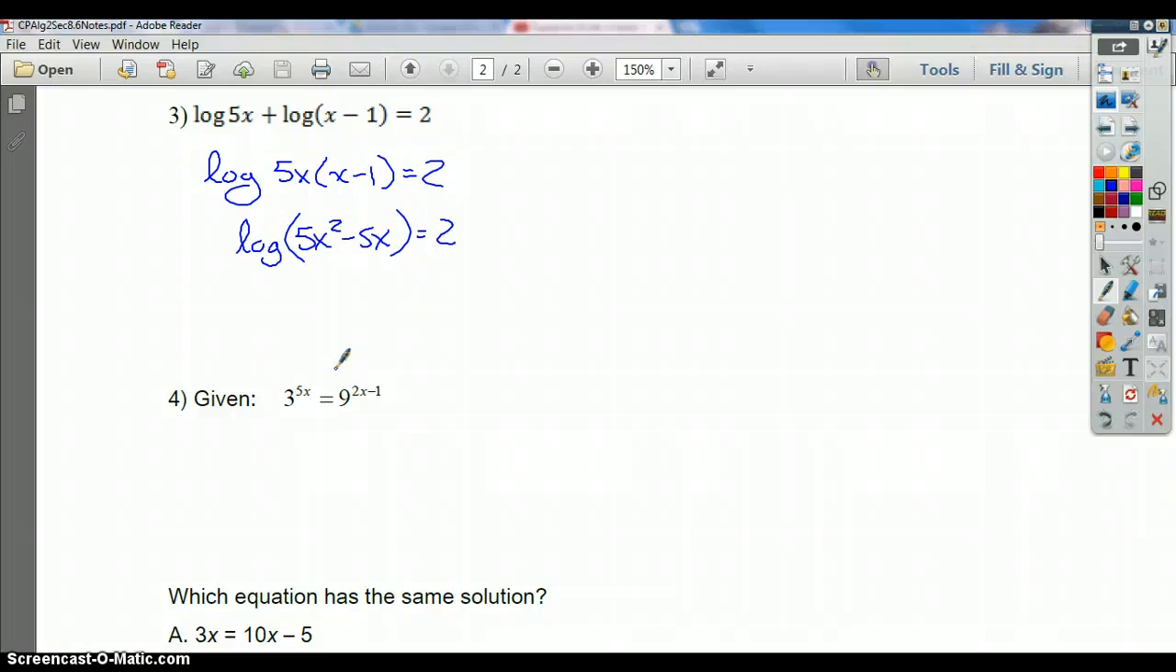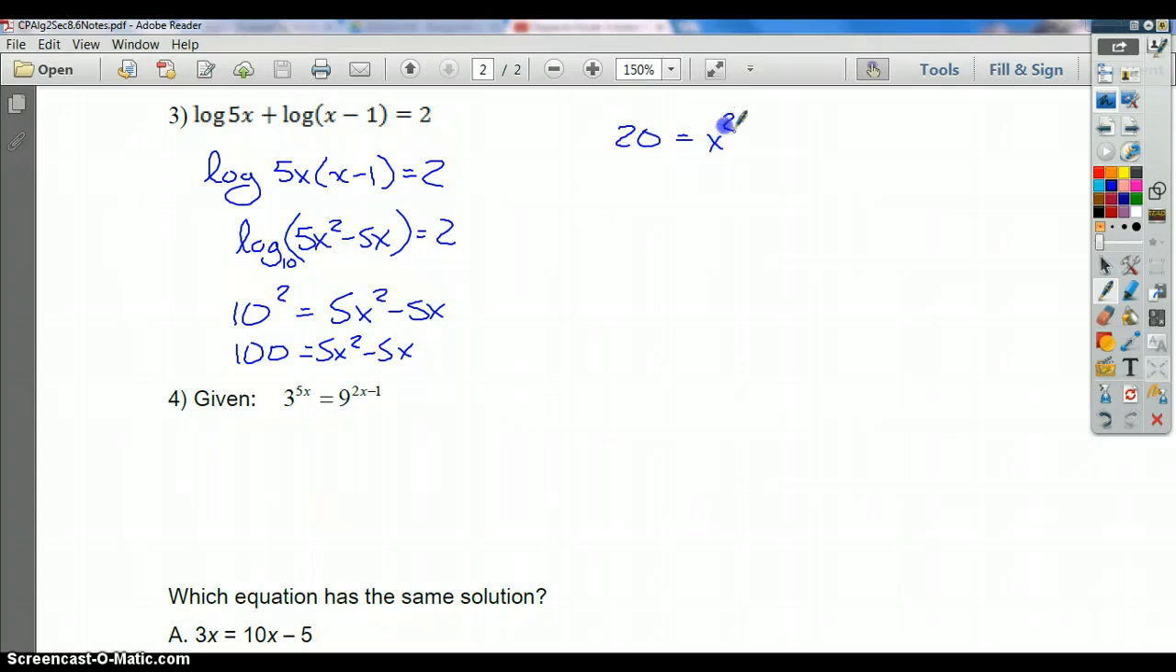Now, we need to get rid of our log. To do that, since there's no base here, the base is understood to be 10. So think of this as 10 squared equals 5x squared minus 5x. So really this is 100 equals 5x squared minus 5x. I'm going to divide everything by 5. Leaves me with 20 equals x squared minus x.